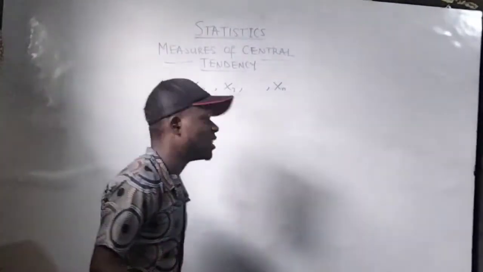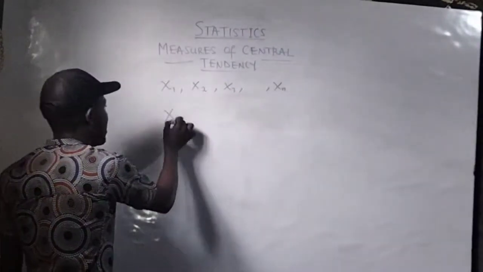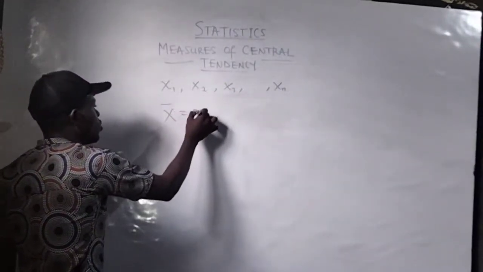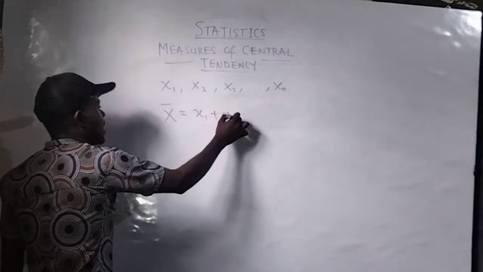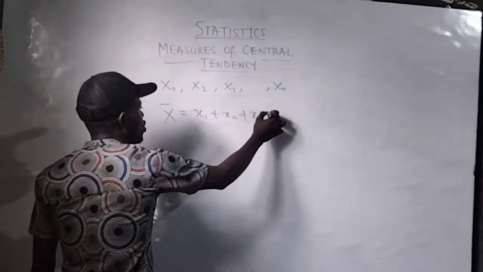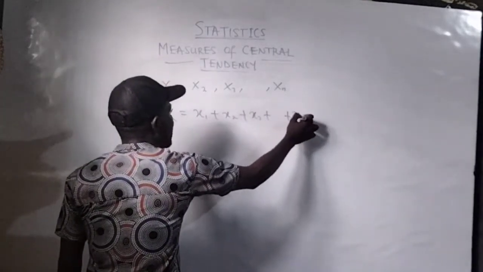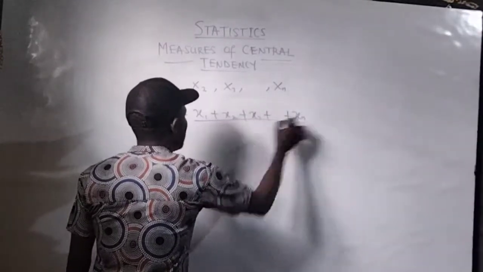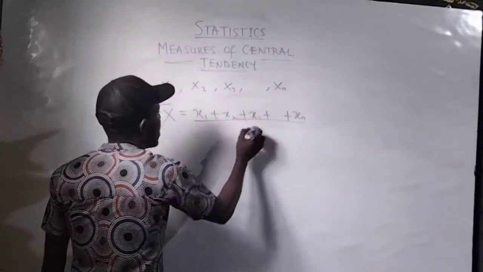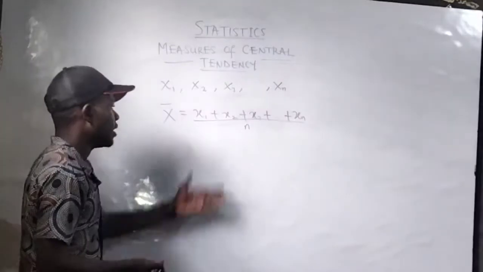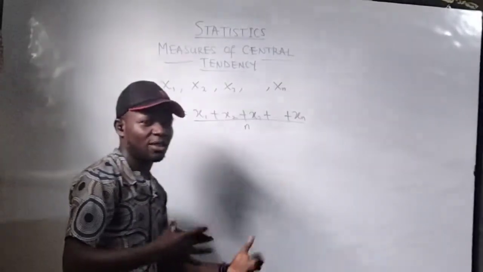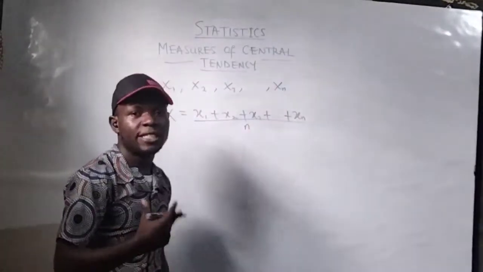It's so simple, in the sense that you have your x bar equal to the sum total of all of your data given, all over the total number of data, which is your n, basically. So with this, you can easily solve for mean, which is called the arithmetic mean.